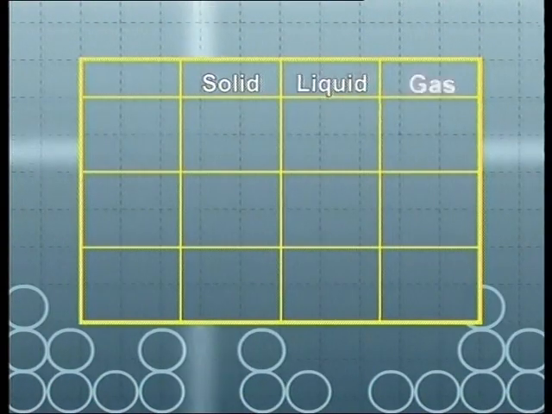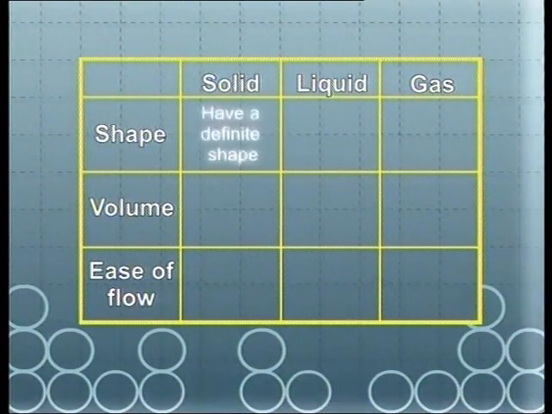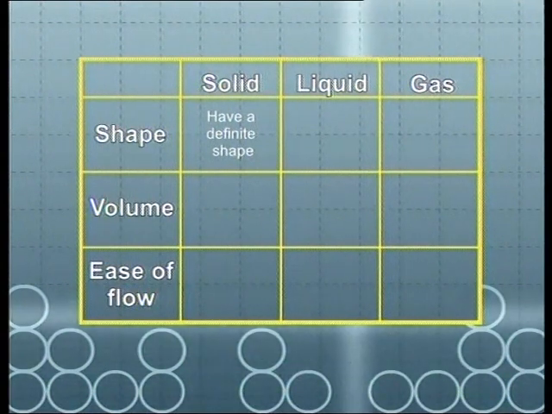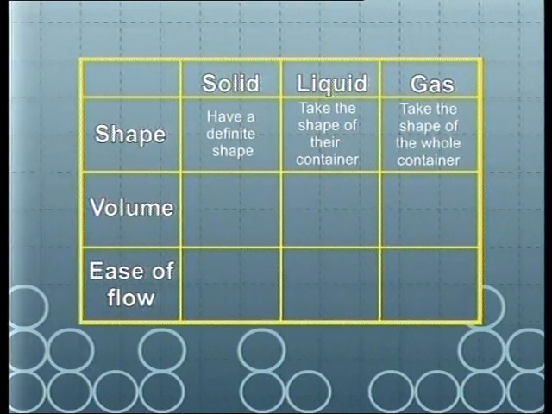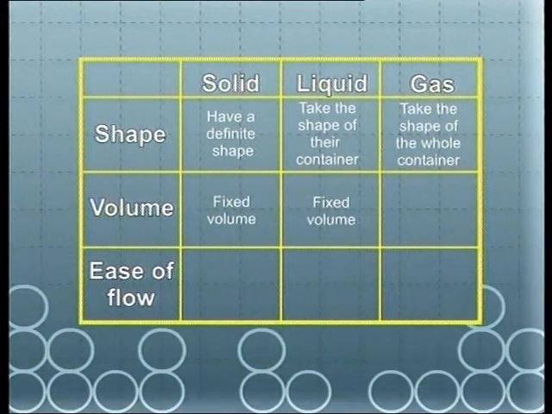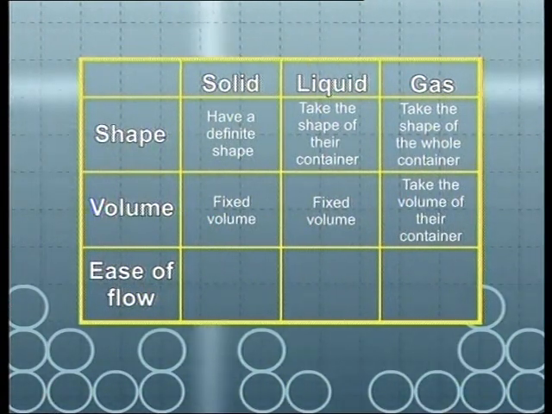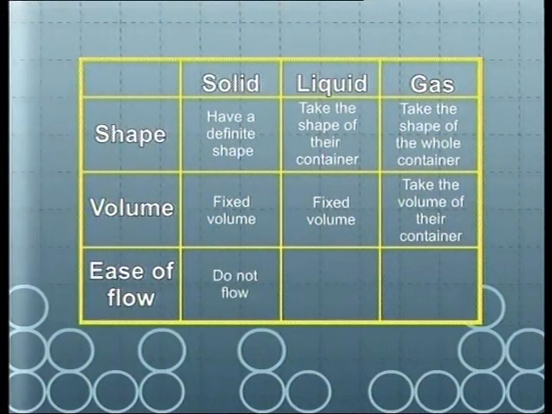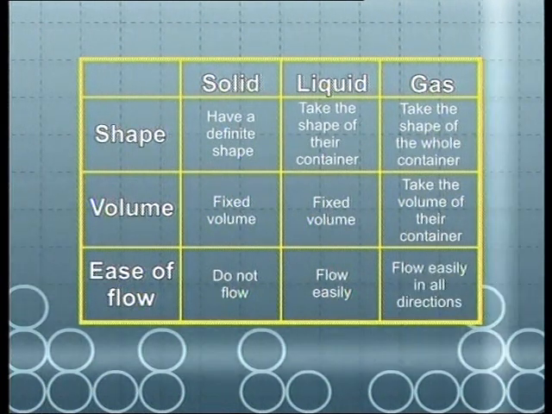Meow. Yo, the main difference in the 3 states of matter is solids have a definite shape. Liquids take the shape of their containers and gases take the shape of the whole container. Solids and liquids have a fixed volume. Gases do not have fixed volume. They take the volume of their containers. Solids do not flow. Liquids flow easily. Gases flow easily in all directions. Yay!